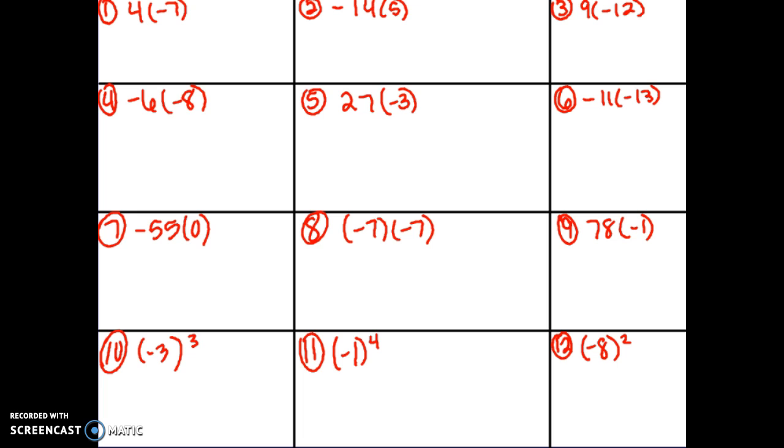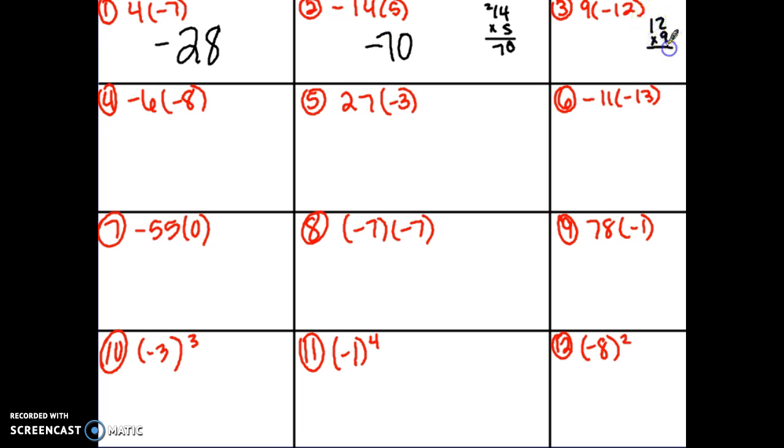All right, 4 times negative 7. You just multiply. 4 times 7 is 28. And a positive times a negative, my signs are different, so my answer is negative. Negative 14 times 5. 5 times 4 is 20. 5 times 1 is 5, plus 2 is 7. My signs are different, so my answer is negative.